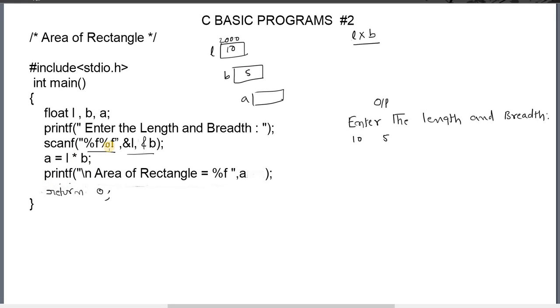After it finishes the input operation, control will go to the next statement. Here A is equal to L into B. When this expression is executed, A will get the L into B value. It is 50.